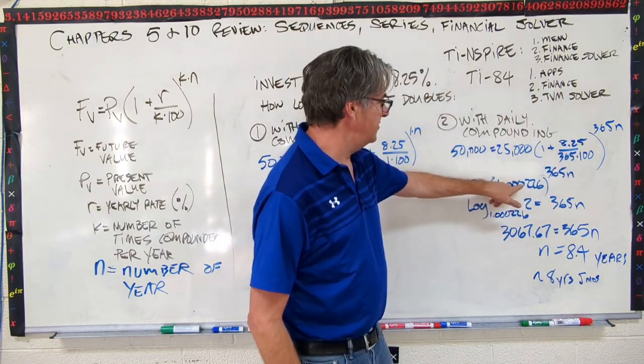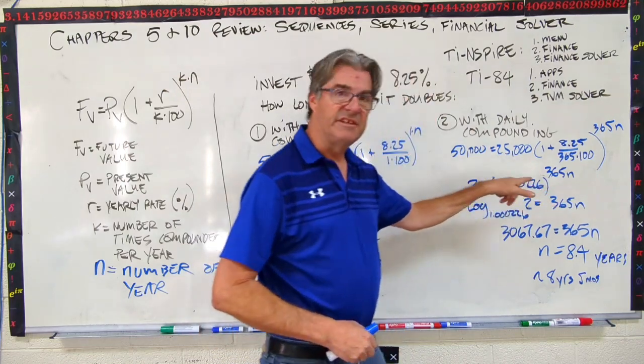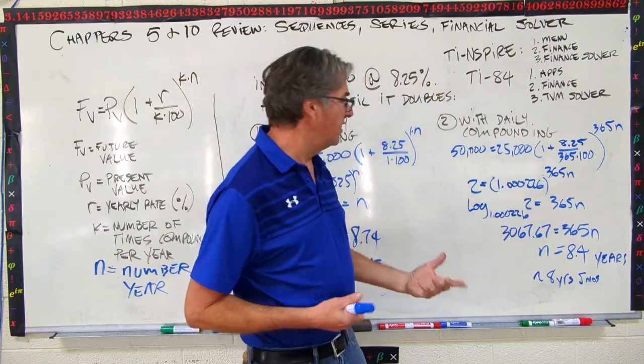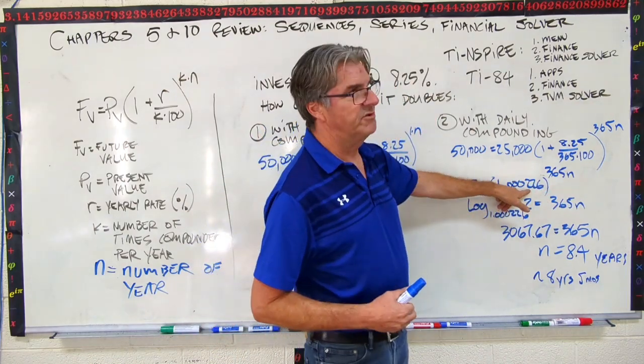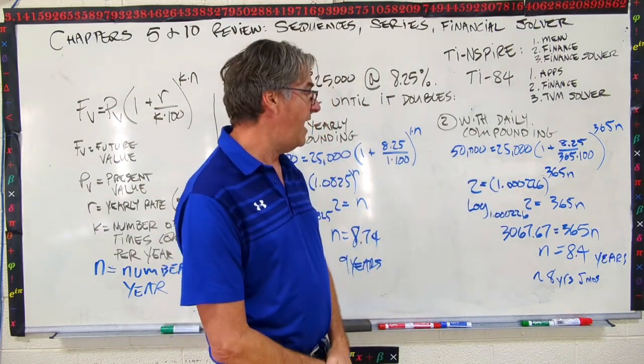That's 1.000226. Carry a lot of decimals into this. It's going to make your log better. Don't round that to 1.0002. You're going to lose some resolution. Your answer won't be so accurate.